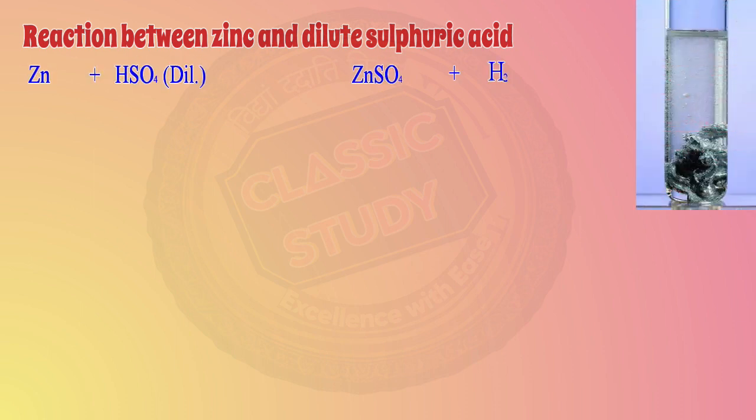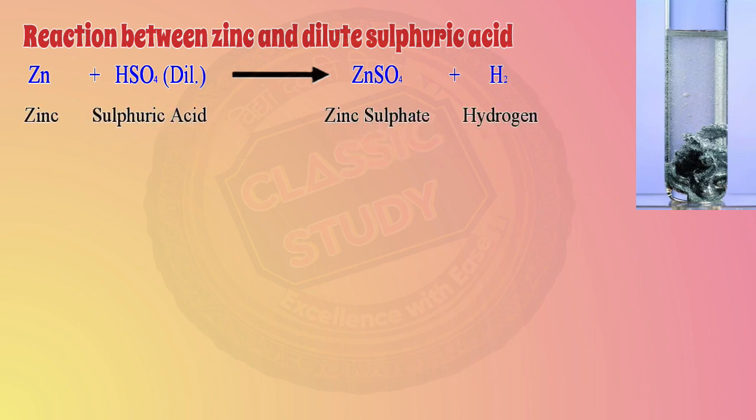The next reaction is the reaction between zinc and dilute sulfuric acid. So Zn plus dilute H2SO4 gives ZnSO4, that is zinc sulfate, and H2, that is hydrogen. This hydrogen is seen in the form of bubbles popping out of the test tube. If we bring a burning splinter to the mouth of the test tube, it will burn with a popping sound, concluding that hydrogen was released during this reaction because hydrogen is a combustible gas.